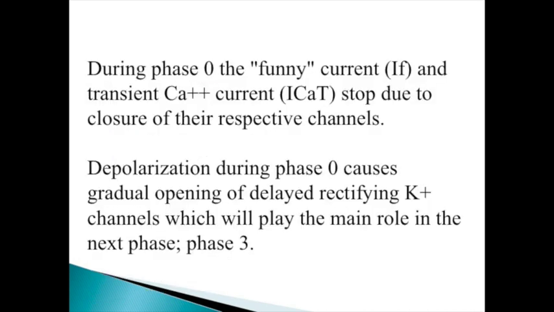Slide 48. Basically, phase 3, which represents the repolarization phase of the action potential, occurs, as we said, due to opening of delayed rectifying potassium channels, DRK, leading to increased potassium conductance, potassium outflux. This leads to outward direction potassium current that leads to repolarization. The outward flow of potassium occurs along concentration as well as electric gradient.